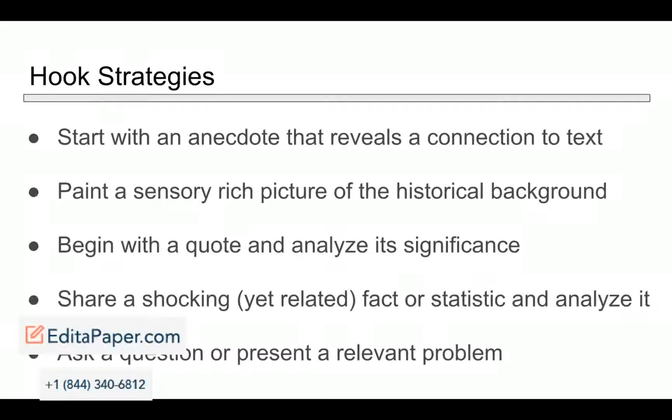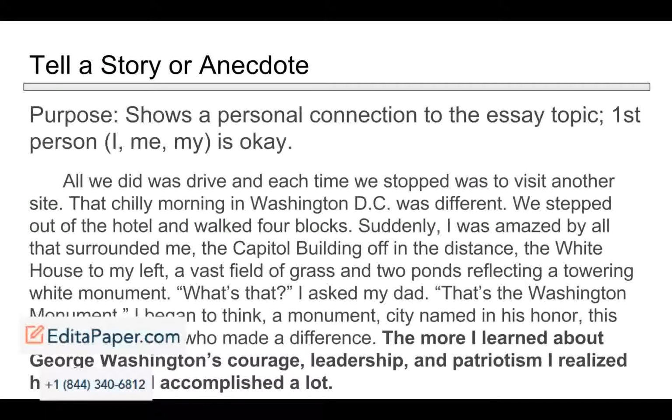Third, you're going to begin with a quote and analyze the significance of the quote and how it connects to the topic you're writing about. The fourth strategy is to share a shocking or unusual fact and show how the fact is related to your topic by analyzing it. And the last one we're going to talk about is presenting a question or even a series of questions, or presenting a problem, to really get the reader thinking about your topic on a deeper level.